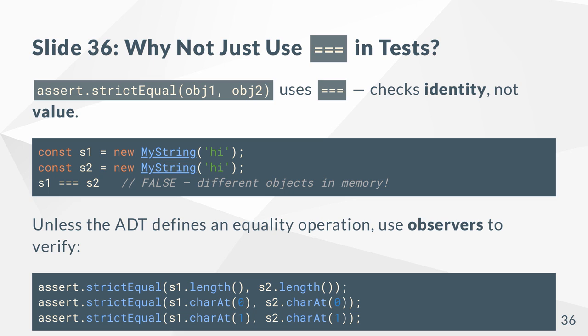Unless your ADT explicitly defines an equality operation, a method that compares two instances by their abstract value, you cannot use direct equality to verify results. Instead, use observers. Compare their lengths, compare charAt at each position, build up your verification from the operations the ADT provides. This is not a limitation. It is the correct approach. Your tests are specification-based, not implementation-based.